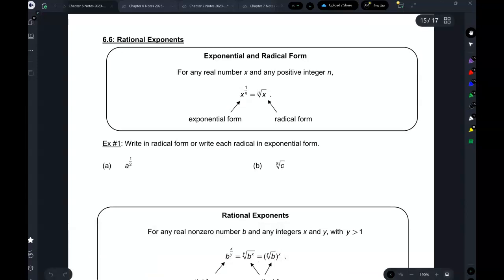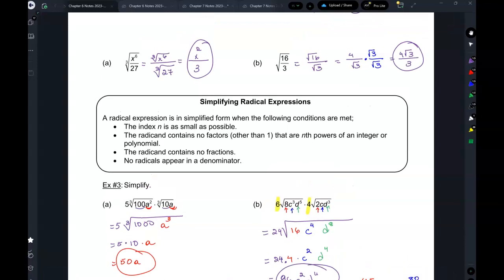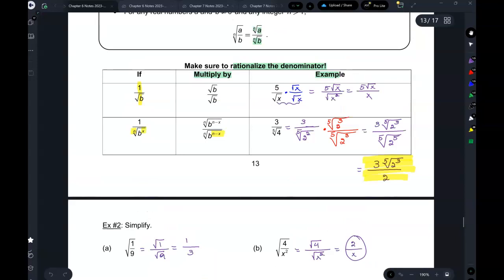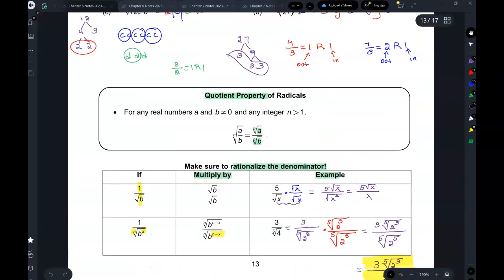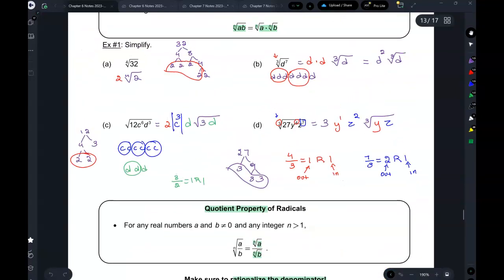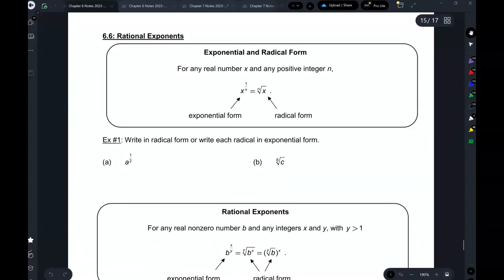So we talked about writing things in exponential form and radical form before, right? So we're going to continue that today, right? Everything that we did last time, we're going to continue on that today. So take a look here for a minute.